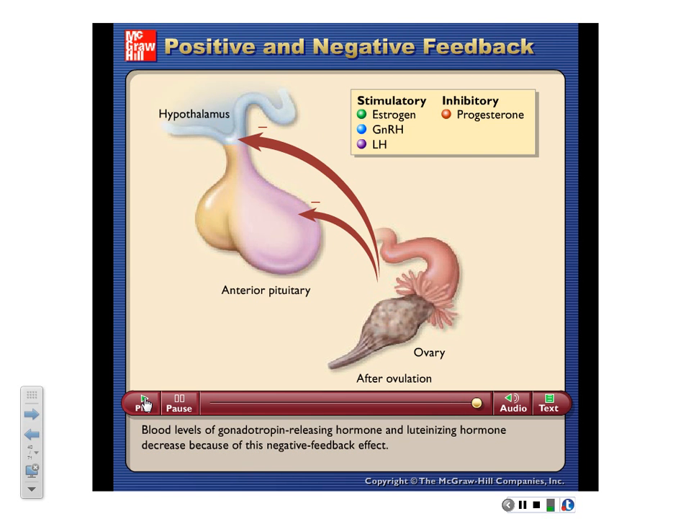This is just showing you the negative and positive feedback effects that go on in the body. All right, and we will cover this when we do the reproductive system, and a little bit of it when we do the endocrine system, because those are the glands of the endocrine system.